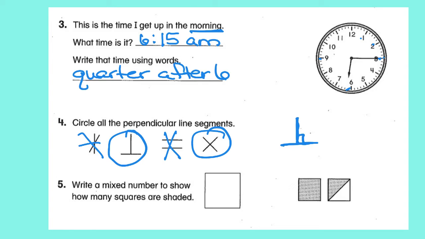Number 5, write a mixed number to show how many squares are shaded. So we know a mixed number is a whole number and a fraction. So our whole number is 1, and our fraction is 1/2. So the mixed number is 1 and 1/2.